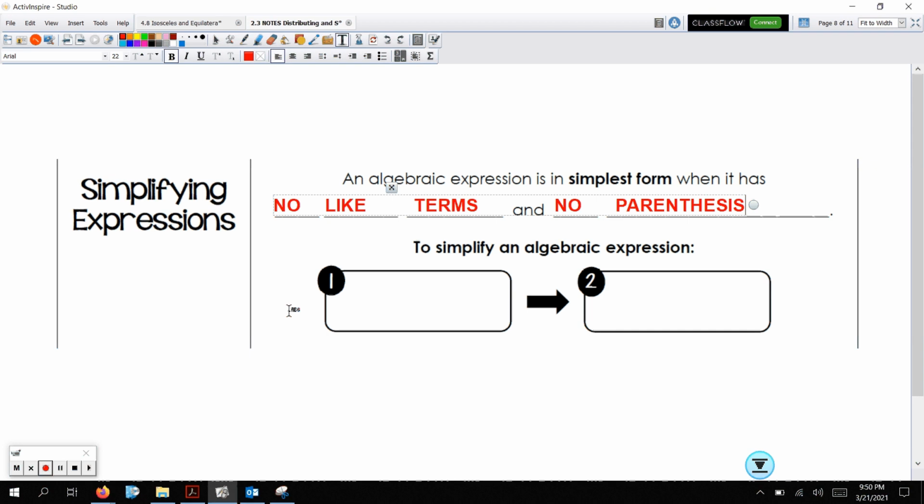All right, so to simplify an algebraic expression, first we will distribute, and then we will combine like terms.